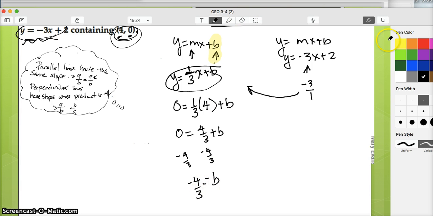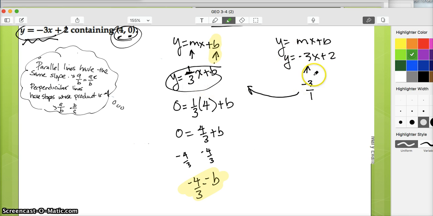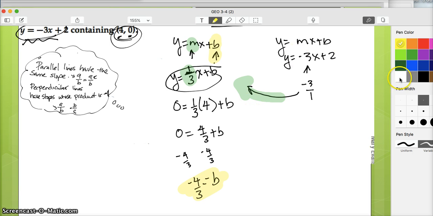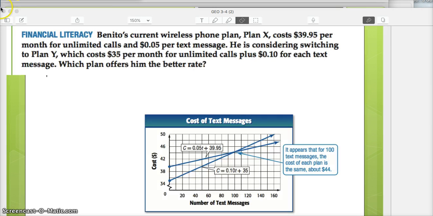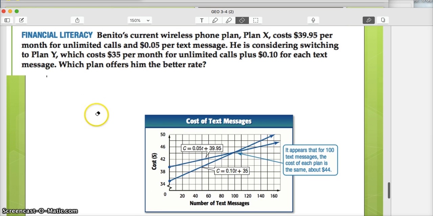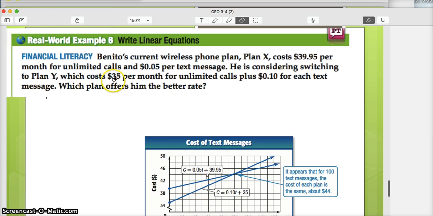Guess what? We are done. We have found the y-intercept. We have found the slope, which we found just by recognizing that it had to be the opposite reciprocal of this guy. And since we have all of our pieces together, we're going to do what we came to do. y is equal to 1/3 x minus 4/3. Done.